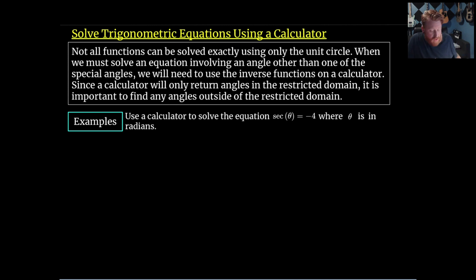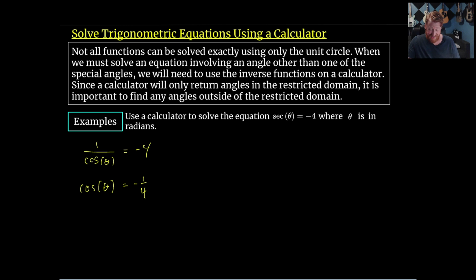So what we're given here is the secant of theta equals -4, and theta is in terms of radians. So that'll help us when we get our calculator out. We need to make sure that we're in radians. I'm going to rewrite this as 1 over the cosine of theta equals -4, so that I'm getting this in terms of cosine, since that is something that we're a little bit more comfortable with. Taking the reciprocal of both sides will give us cosine of theta equals -1/4.